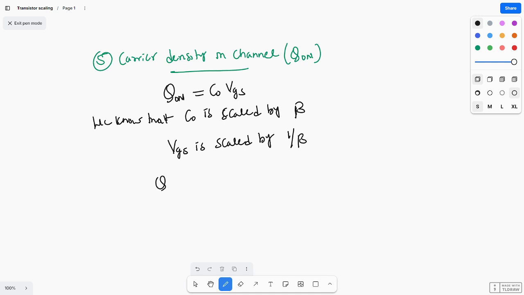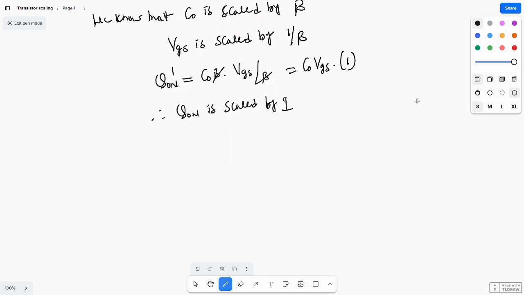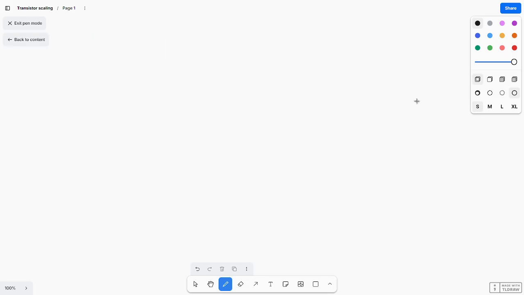Just substitute. So Q1 dash equals C0 into beta into VGS by beta. Anyway, beta gets cancelled, so you are getting C0 into VGS into unity, you are getting 1. So from this I can say that Q1, the carrier density in channel, is scaled by 1, unity. So there is no scaling in the carrier density. That is scaled by 1.